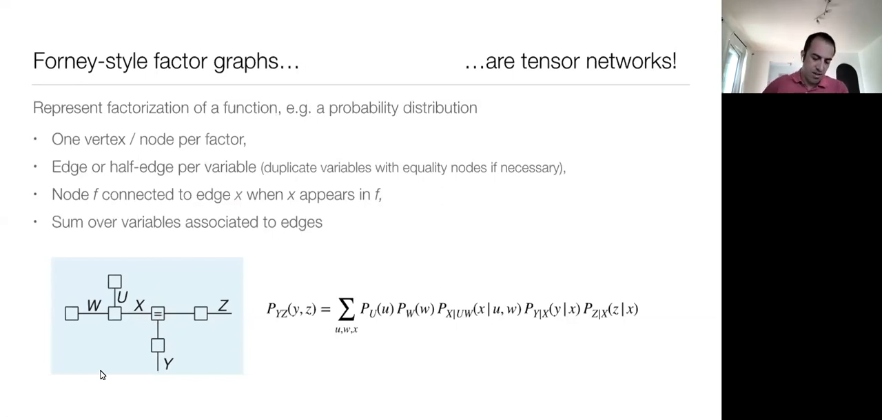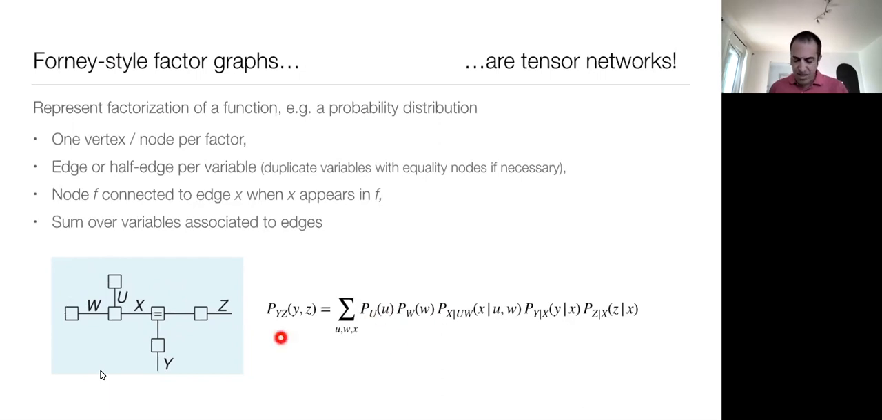It just means that all of the legs are equal. And then we just connect nodes, here the boxes, to the edges. So node f is connected to edge x if the random variable x appears in f, the function. And so each node is associated with a factor. Like this is the node that goes with factor pu. This is the pw factor, and so on.